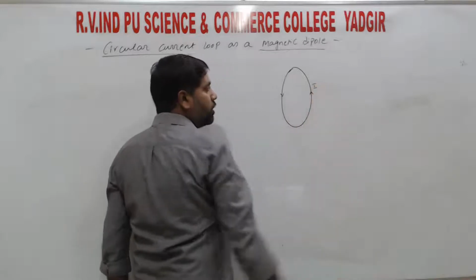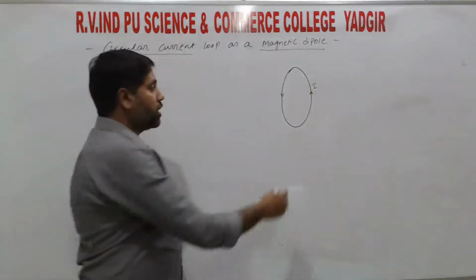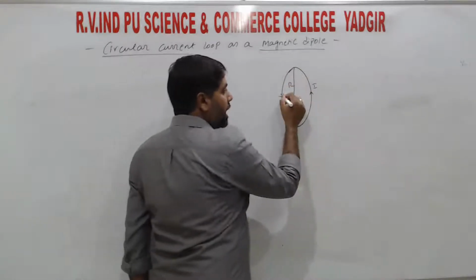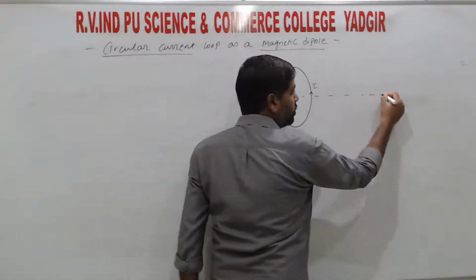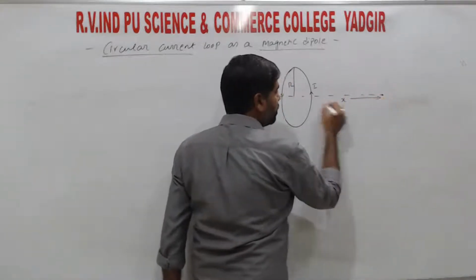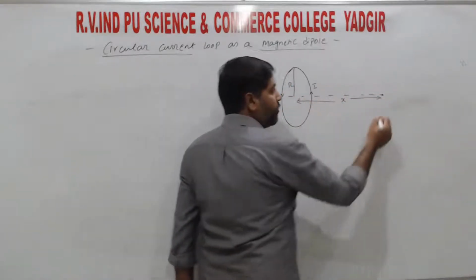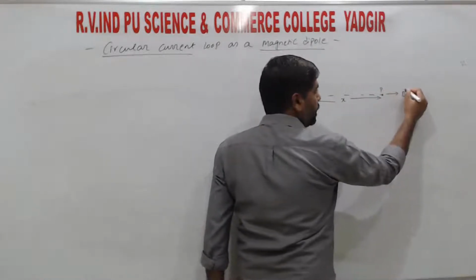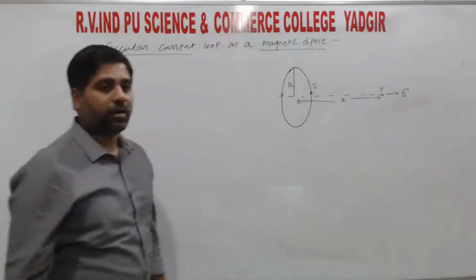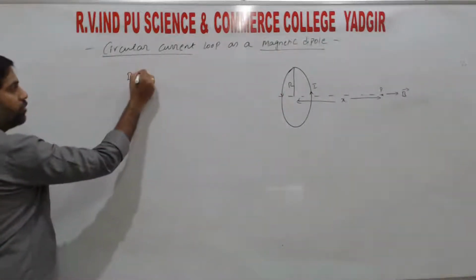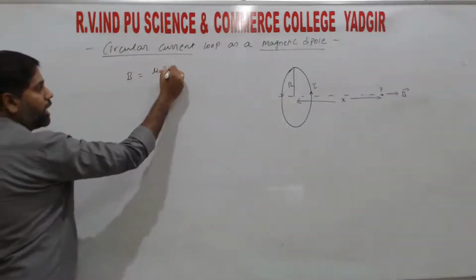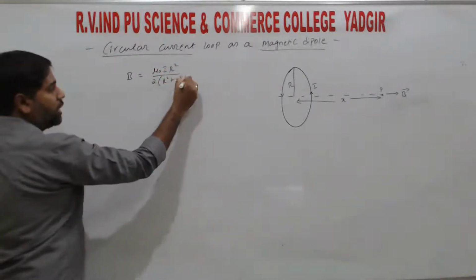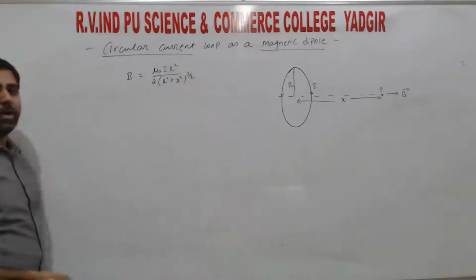So this we have already derived, right? So circular current loop which is having the radius r. So on the axis, somewhere at distance x from the center of the circular loop, we can find the magnetic field at this point P, right? So B is the magnetic field, right? So we derived the relation B is equal to mu naught I r square divided by 2 into r square plus x square whole to the power of 3 by 2, right?